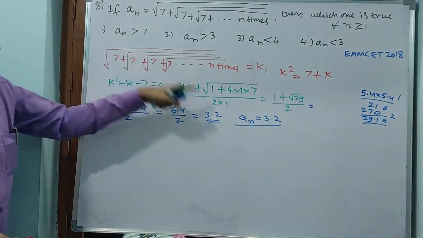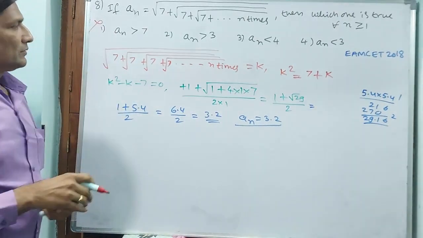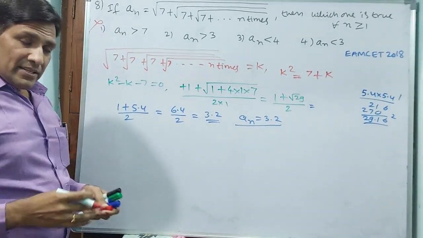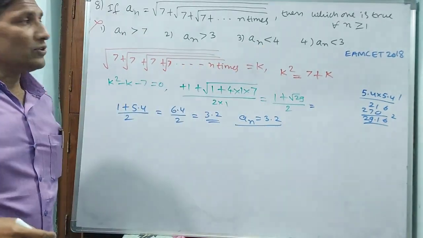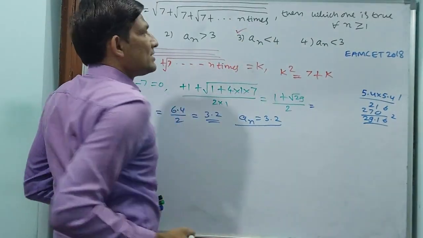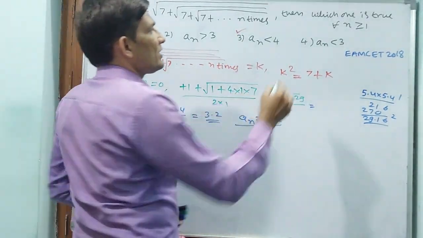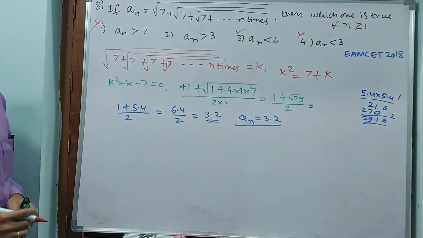Is a_n greater than 7? No, then you close this option. Is a_n greater than 3? Okay, but you see another value also. Is a_n less than 4? Yes. Is a_n less than 3? No.